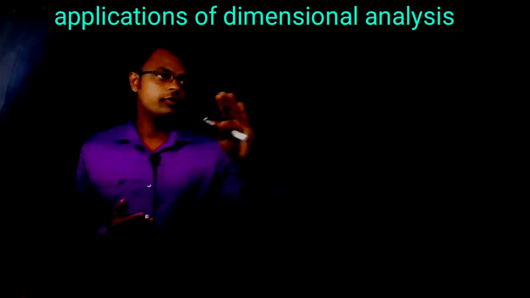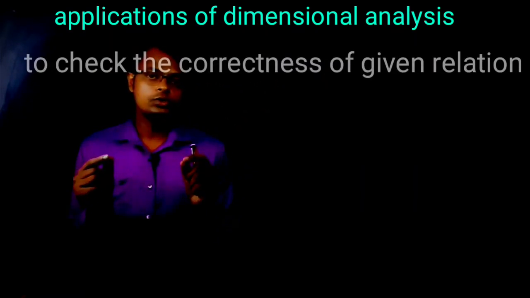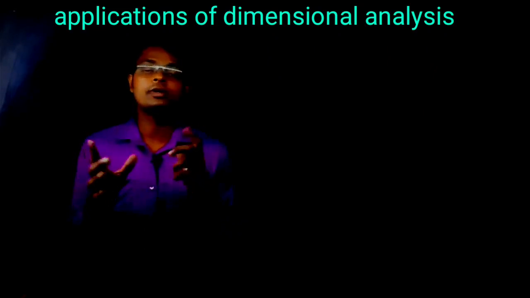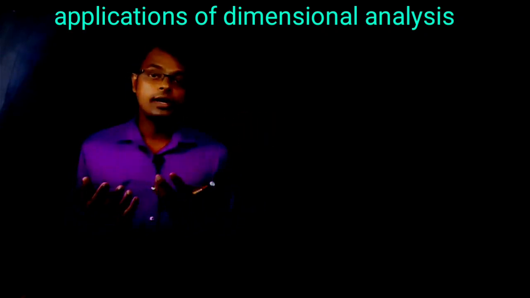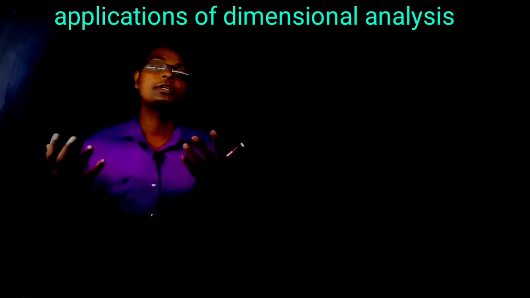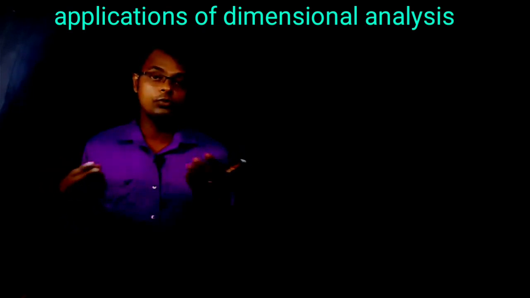What are the applications we are using here? You can see the first application. What is the first application here? It is used to check the correctness of a given relation. Second one, to derive the relationship between physical quantities. It is used to derive the relationship between two or maybe many physical quantities.